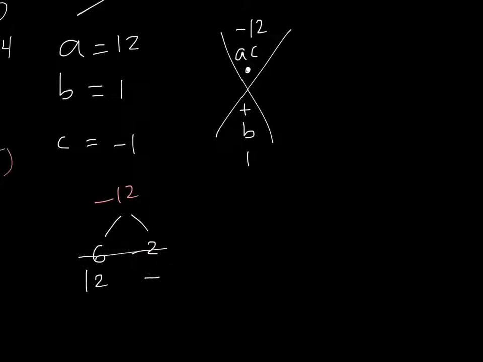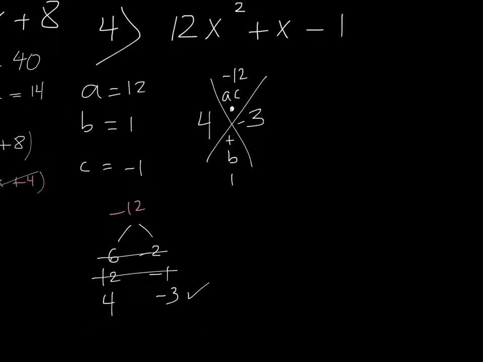12 and negative 1. 12 times negative 1 is negative 12, but if you add them, it will be 11, so no, you need 1. Think of other two numbers that you can multiply to give you negative 12. 4 and negative 3. 4 times negative 3 is negative 12, and you add them, you get 1. So the two numbers are 4 and negative 3.